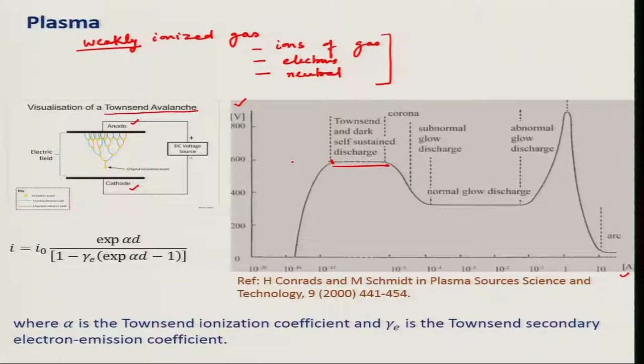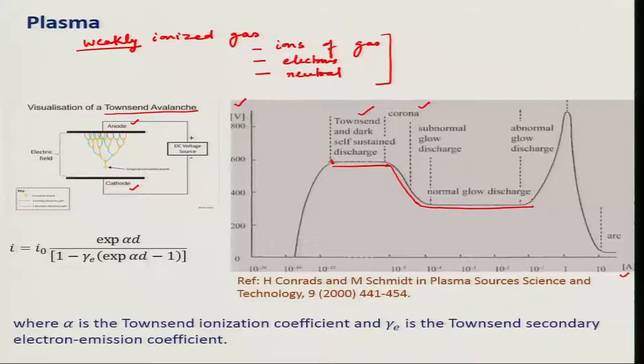You do not need to increase the voltage to increase the current. Then there will be a phase where the voltage needed to sustain the same level of current actually decreases, while the current keeps increasing. So, to control the current, you need to decrease the voltage. These are the Townsend and dark self-sustained discharge, the corona discharge, and then you have a region of subnormal to normal glow discharge. In this, you need very little voltage to sustain a large amount of current.